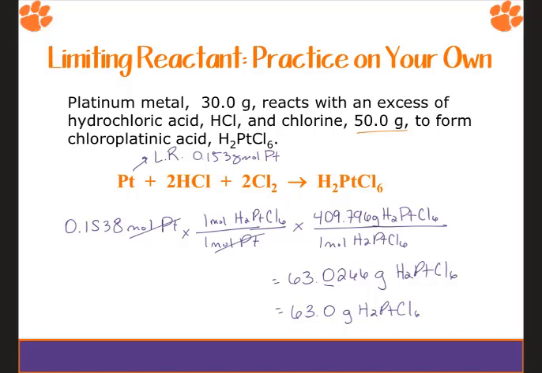So again, these aren't super scary. It just builds on skills you already have. The only new thing we've learned is how to find the limiting reactant. And then obviously if you're going through the trouble to find the limiting reactant, you definitely want to use that in all of your subsequent calculations.